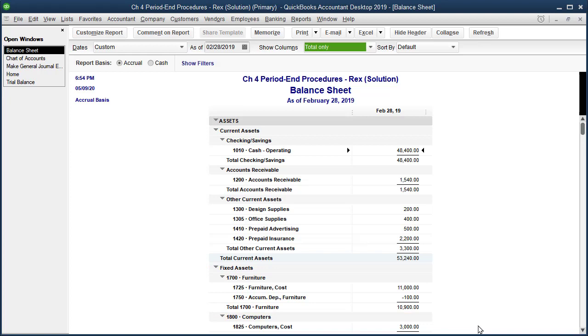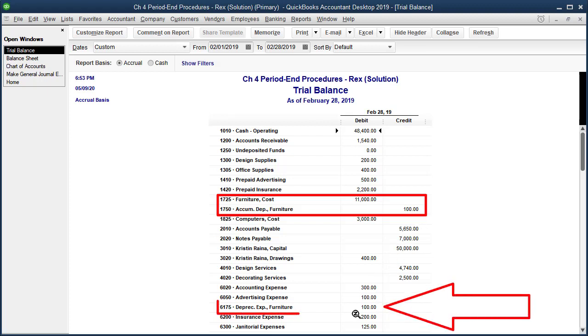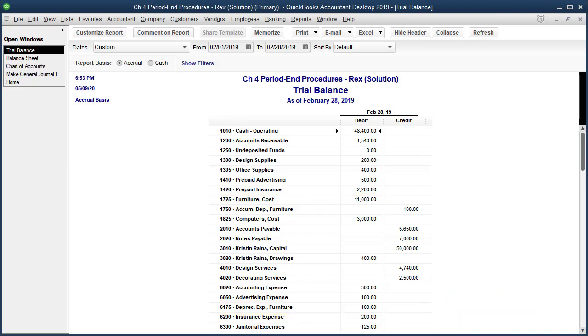And let's also go to our trial balance that we have open and see what it shows there. So we've got the furniture cost, $11,000, still there. And now we've got this accumulated depreciation, $100 credit, because it's lowering the value. And then if we look down, we should have depreciation expense on the furniture for $100. So that's how you calculate and record the depreciation on the furniture.